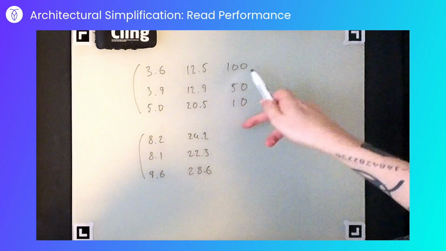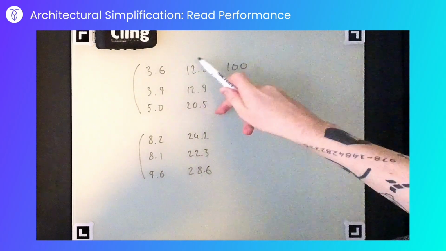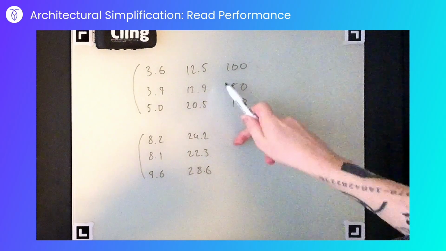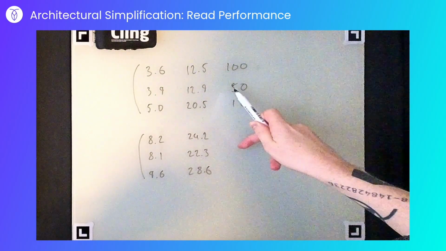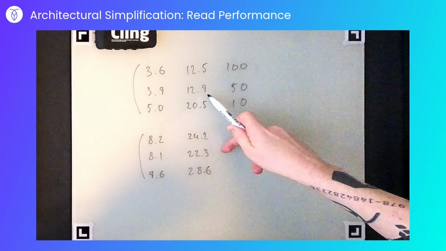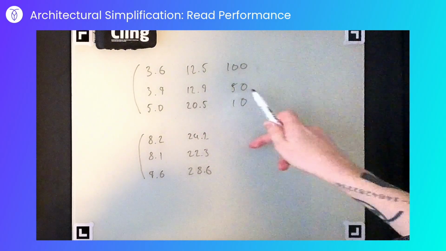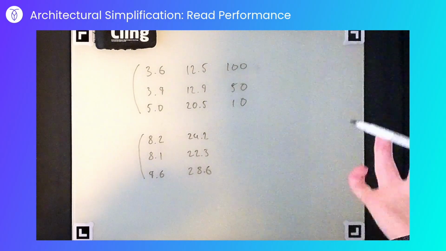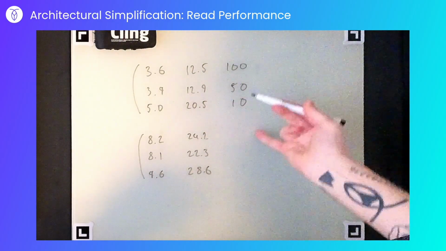When we were making 10 writes per second, we saw a P99 latency of 12.5 milliseconds. When we increased that to 20 requests per second, that dropped ever so slightly to 12.9 milliseconds P99 latency. And when we were making 100 requests per second, that increased to 20.5 milliseconds. These aren't huge numbers, but it does indicate a slight pattern.